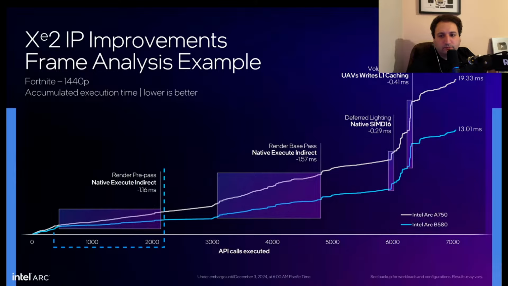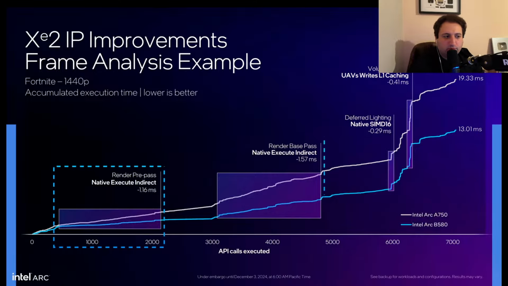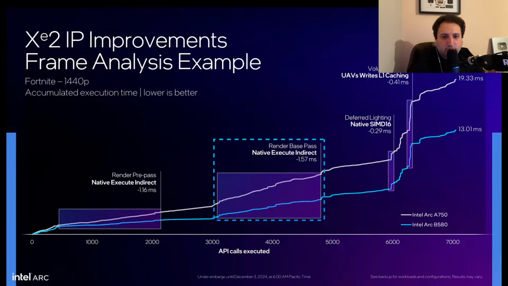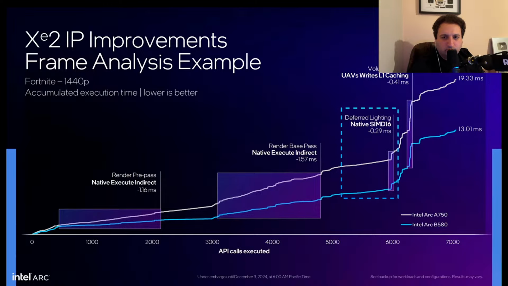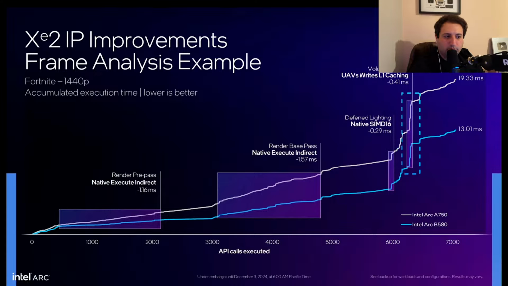The native execute indirect benefit is shown as 1.16 milliseconds initially. Then if we're reading this right, it continues to accumulate benefit with render base pass. After that, the deferred lighting pass sees a reduction in frame time requirement of 0.29 milliseconds at the spike where it begins to happen, with another 0.41 millisecond reduction during volumetric fog for UAV L1 caching. There are other gains not specifically listed here, but they are shown in the total frame time number. Lower is better, as always, for these.